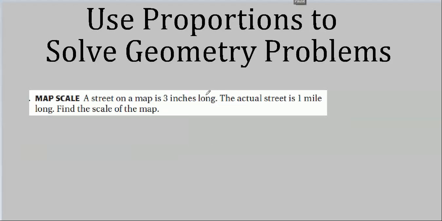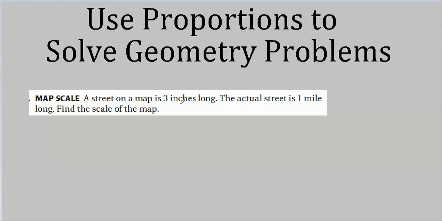And here's one, which is good because it's good to understand map scales. And unless you enjoy getting lost, I guess, then the heck with it, who cares about them? But most people prefer not to be lost. The joys of dehydration, starvation, and fatigue are lost on most people. So we've got a street that's 3 inches long on the map, but it's actually 1 mile long.